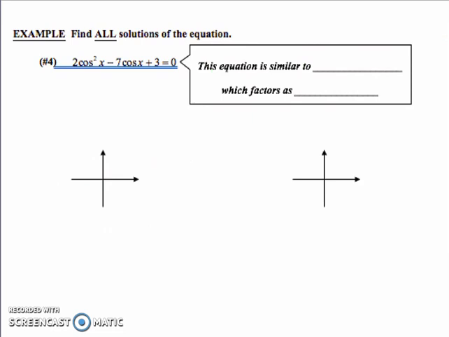All right, now we get to something slightly more complicated. If you notice, this equation kind of looks like a trinomial. It's similar to 2u squared minus 7u plus 3 equals 0. So basically, this is going to become a factoring problem.